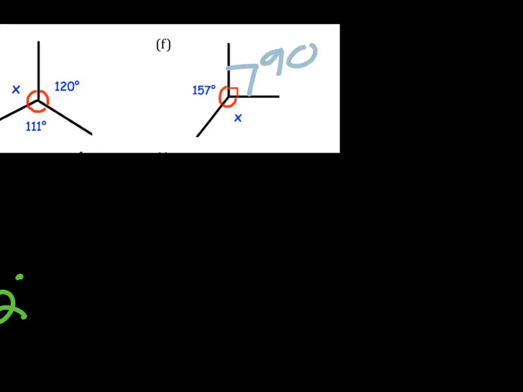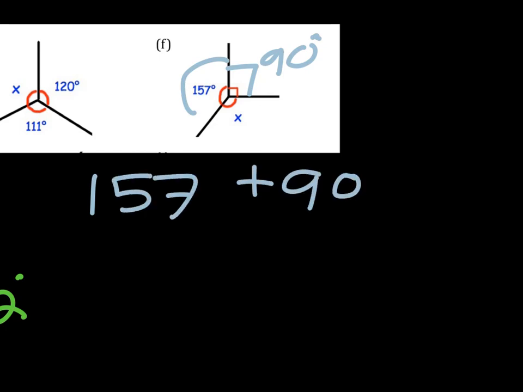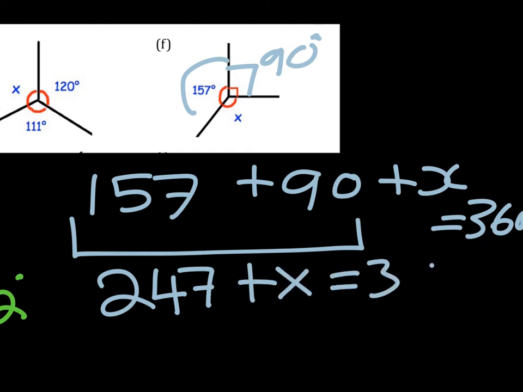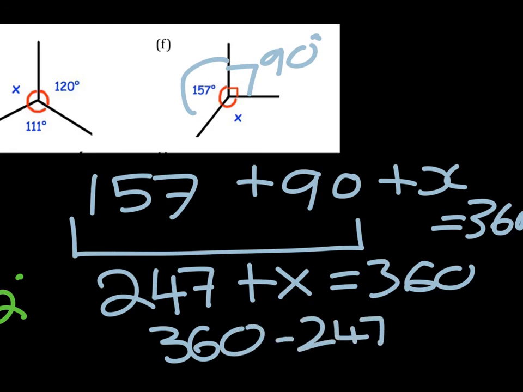We know that angle is 90 degrees and we've got that angle of 156. So popping that information in, we've got 157 plus 90 plus x equals 360. Simplify what we know. So if we add those two together, that's going to give us 247 plus the x to give 360. Do the subtraction, the inverse operation, 360 minus that 247 is going to give you the remaining angle of 113.